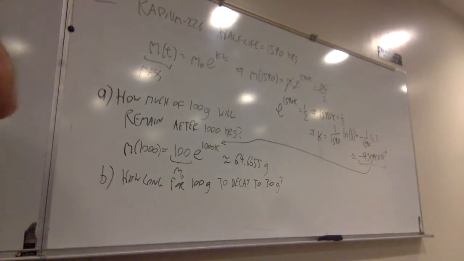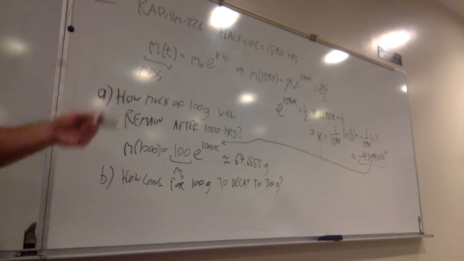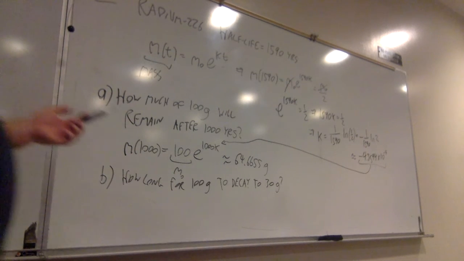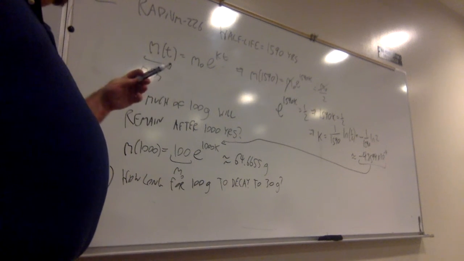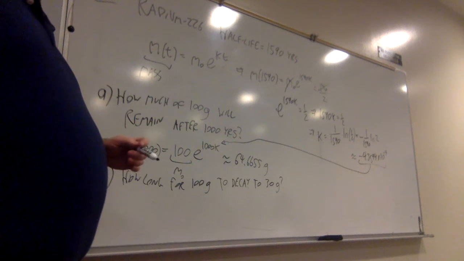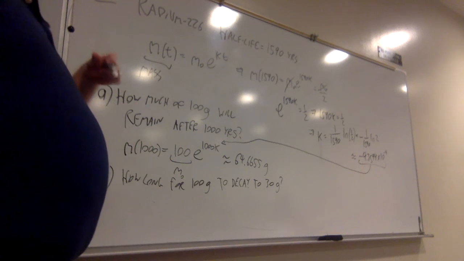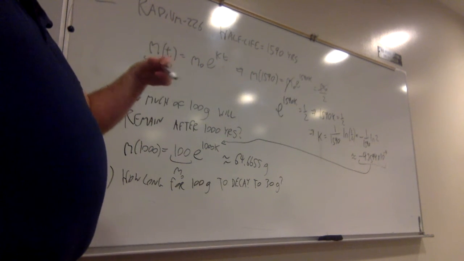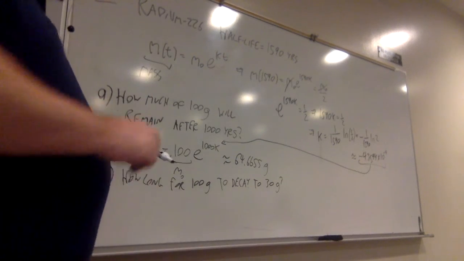So after 1590 years, you're at 50. After another 1590 years, so 3180 years, it will decay to 25. So the answer should be somewhat less than 3,000, just ballparking. And if you kept going, you would cut down to 12.5, 6.25, etc.